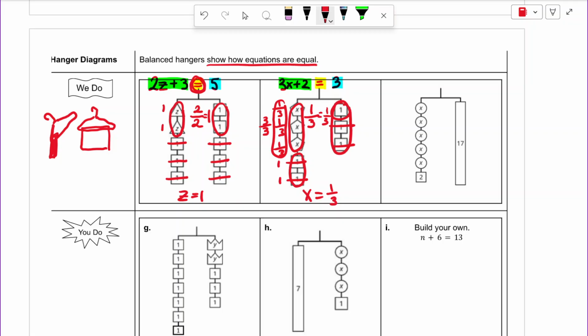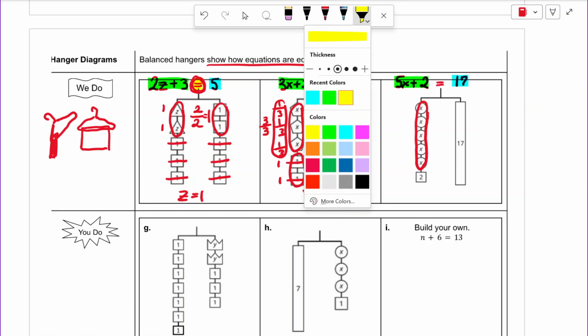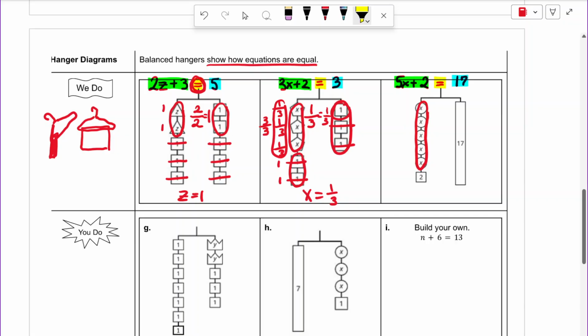Okay, one more we do, and then you're going to start doing them on your own. Remember, it is a hanger diagram, so this is equal. On the left side, we have how many variables? We have 5 of them. They're all the same. So we're going to combine them, 5x plus the 2 left over. And that's equal to 17 on the right side. Okay, we'll paint it up. Our variable happens to be on the left side. And our answer is on the right side. And we are dealing with an equal sign, which tells us that there are 2 sides to the equation.